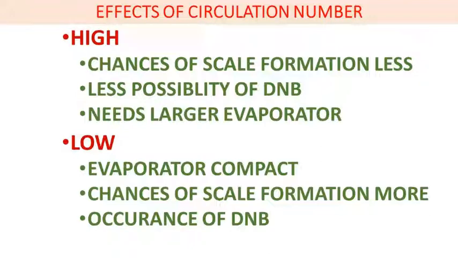But if the circulation number is lower, that means the rate of steam formation is higher, and there is less water available to wet the evaporator surfaces. That also implies the evaporator is very compact and the rate of heat transfer is high, and there are more chances of departure from nucleate boiling occurring, and the chance of scale formation in the metals also increases with a lower circulation number.